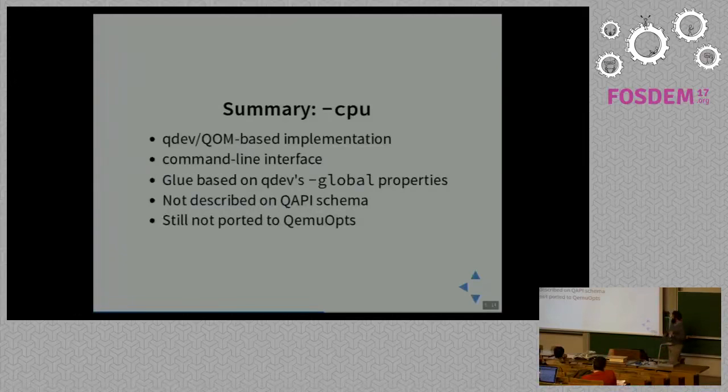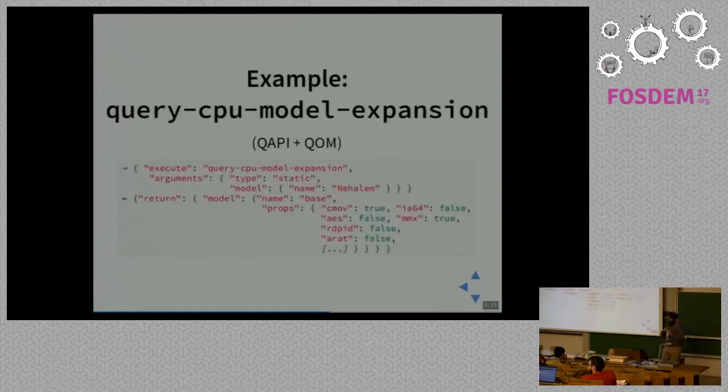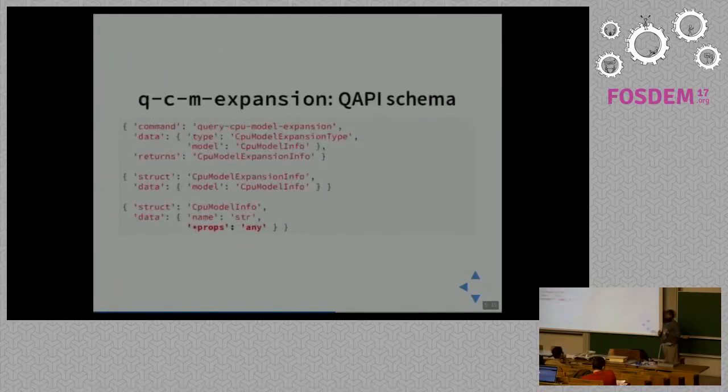Let's see another example, even more complex, related to CPU options. That's the query-cpu-model-expansion QMP command. So this is one case where we have a QOM-based implementation and a QAPI-based interface. I won't try to explain what the command does here, but basically you give a CPU model name and you are going to get information about it in the props attribute, about all the features inside the CPU, all the properties for a CPU model.